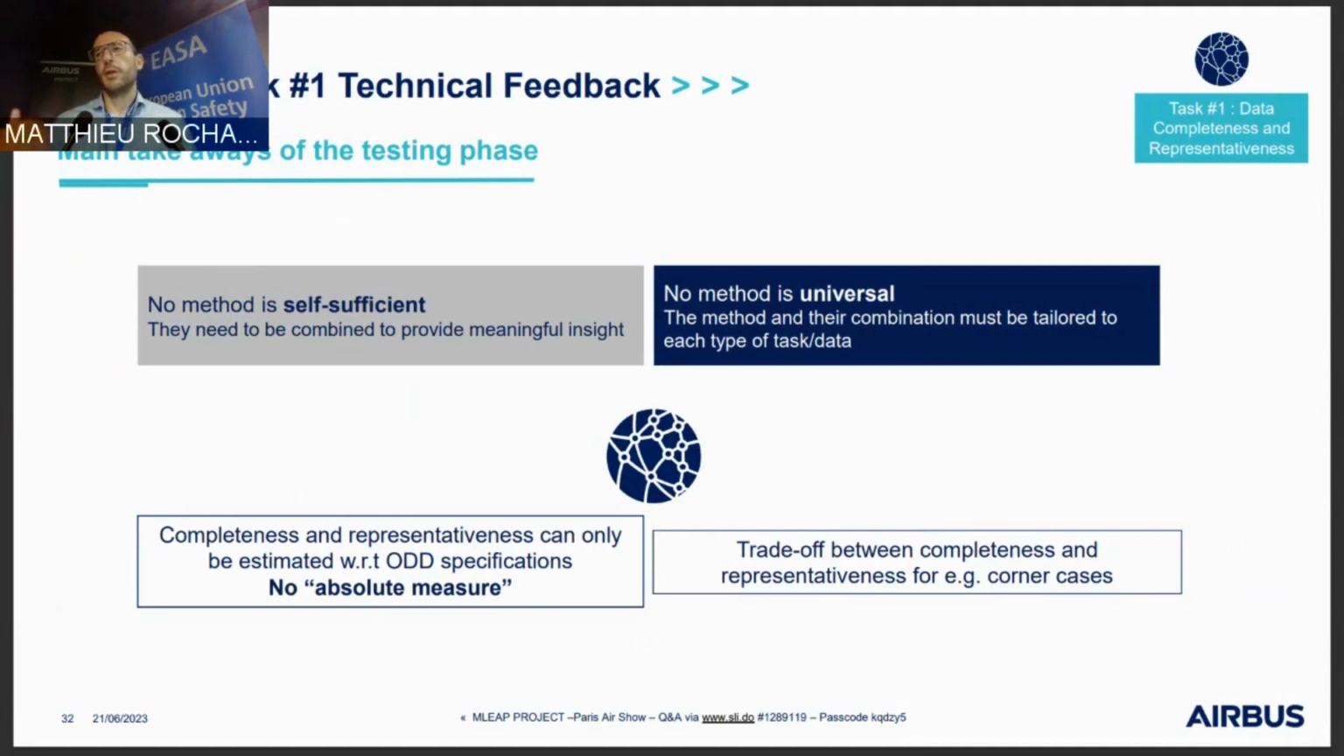So if you consider corner cases, for example, corner cases are rare in occurrence but serious in impact. So you want to cover them well in your model. But the idea is that to do that, you don't have much data. You might be tempted to add a little more data. And in this case, you would be trading off a little of your representativeness for the sake of completeness.